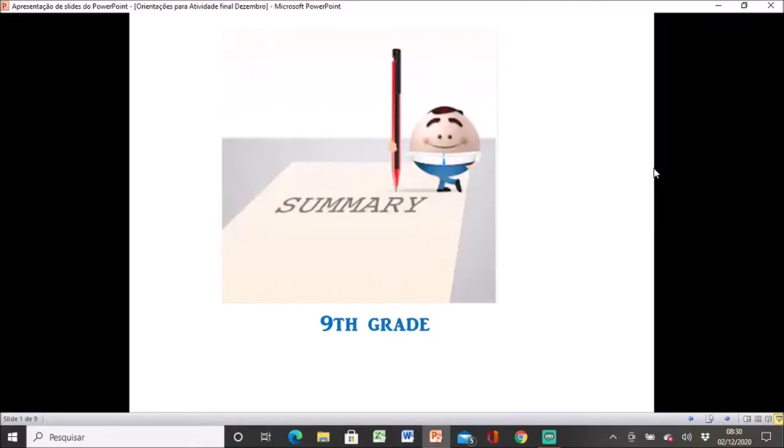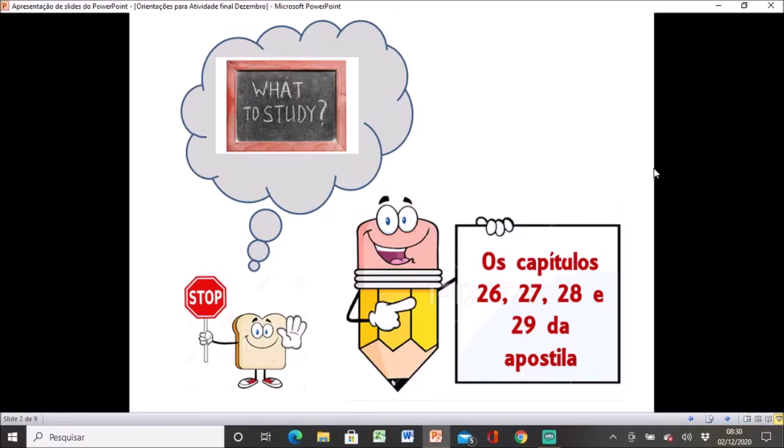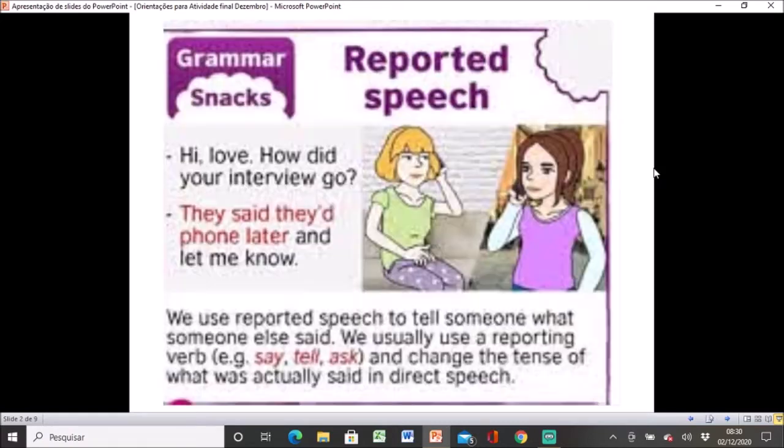Hello guys, girls. Hoje a gente vai estar fazendo aqui um resumo, né, do que vai cair na nossa prova, na nossa atividade de inglês, a última do ano. Então, what to study? Você vai estudar os capítulos 26, 27, 28 e 29 da nossa apostila.